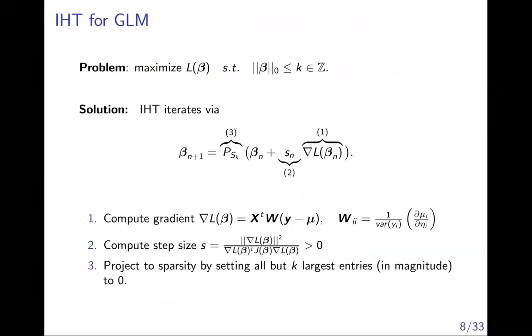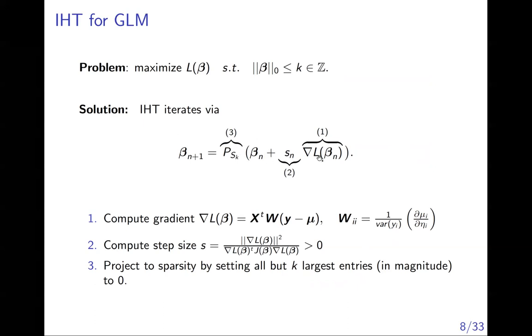Okay, so here's the problem, right? How do you do IHT on GLMs? We will maximize the log likelihood subject to the sparsity constraint, right? The number of non-zero entries of beta is less than k. And how do you solve this with IHT? You basically repeatedly iterate 3 core ideas until it converges, which is you start with your current estimate of beta, you compute the gradient, which is given here. You compute a step size, it's given here, and this includes a quadratic form of your expected information matrix.